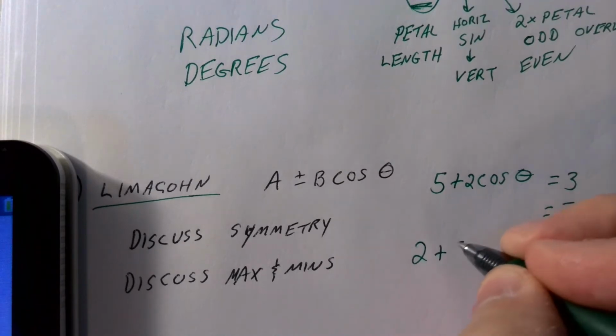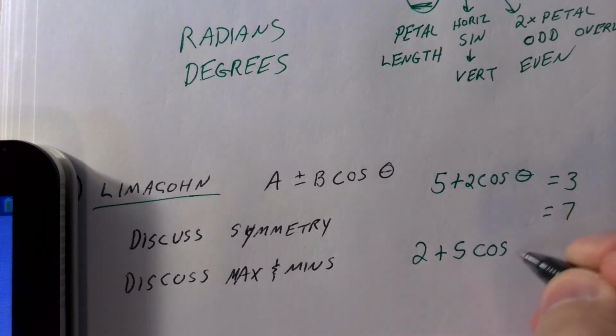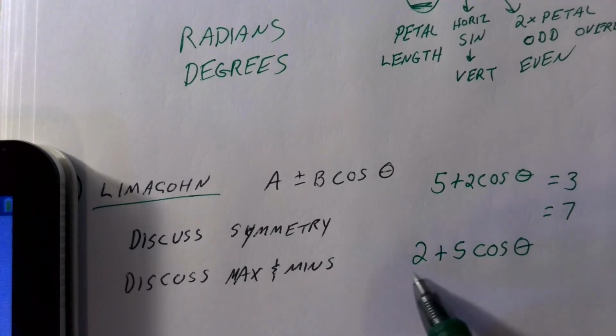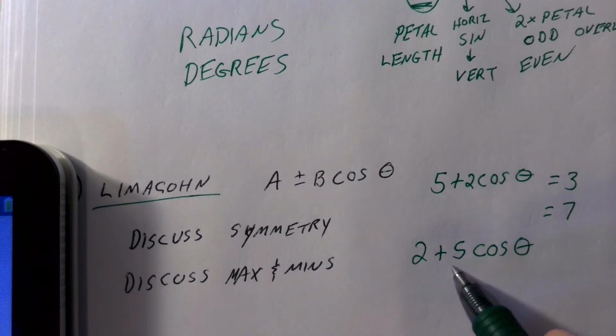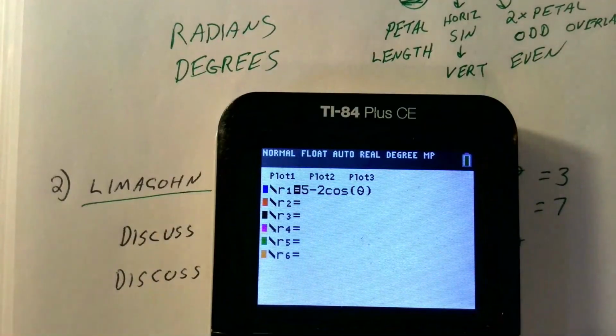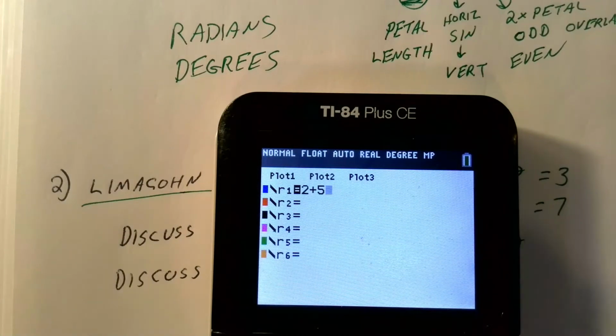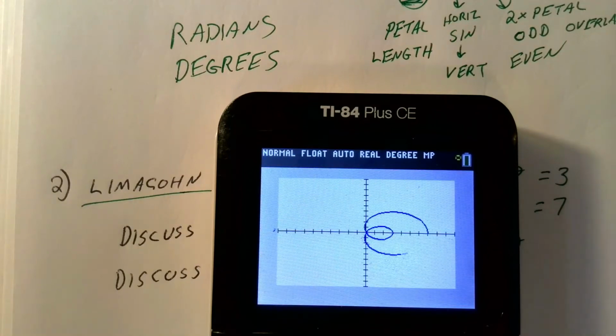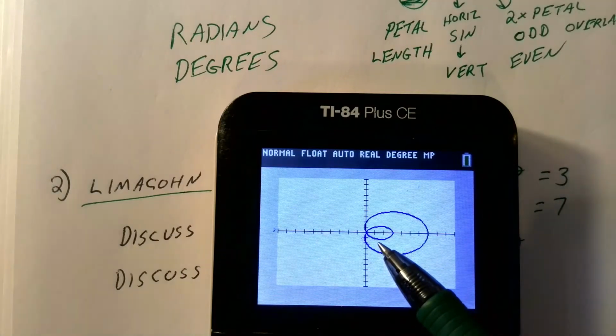Let's do 2 plus 5 cosine theta, where now I made the b value bigger and the a value smaller. So clear that out, and 2 plus 5 cosine theta. Give you a chance to be able to type that in. And again, pause this video anytime as you're playing around with this stuff, and go ahead and hit graph. And you're going to be, what? Whoa. So now it's got a little inner part of it.